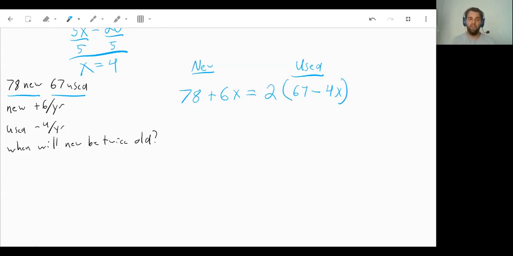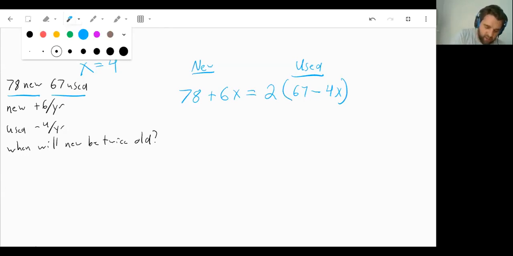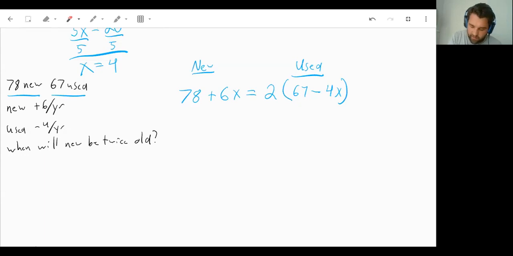Now I've got an equation that we can solve. So let me just change my pen color quick. So first thing I'm going to do, I'm going to just distribute this 2 into both parts. So we'll still have the 78 plus 6x on the left side, but on the right side we'll have 2 times 67, which is 134, minus 2 times 4 is 8x.